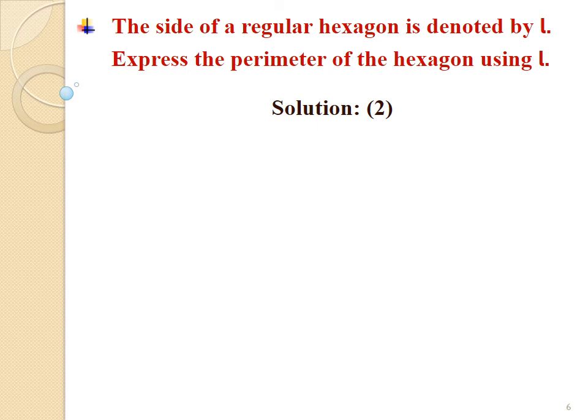Perimeter of a regular hexagon equals L plus L plus L plus L plus L plus L equals 6L.